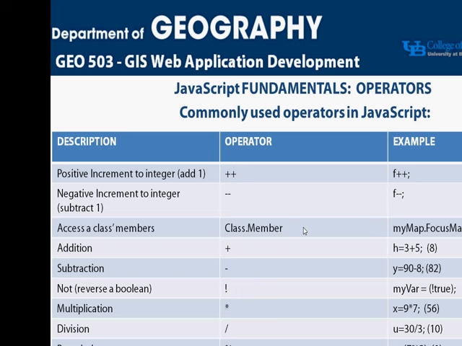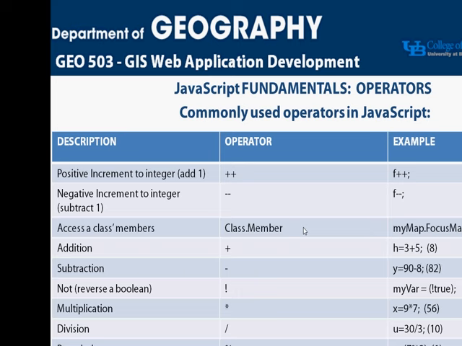If f was 5, now it's 6. There is a minus minus, as you might guess, the opposite. It takes an existing integer or numeric value and removes 1 from it. So if f was 10, f minus minus is 9.